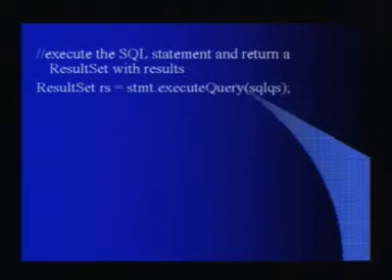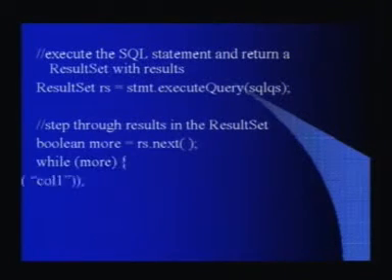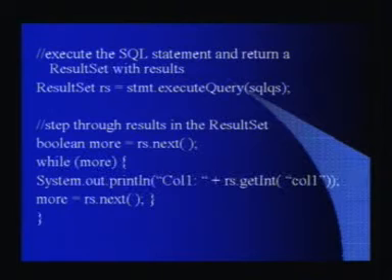Execute the SQL statement and return a result set with results. Now, how to execute and how to receive the results? ResultSet RS is equal to STMT.executeQuery(SQLQS). We should remember that SQLQS is nothing but a string consisting of that particular SQL query and I am executing that SQL statement with the help of the executeQuery method of the Statement class.